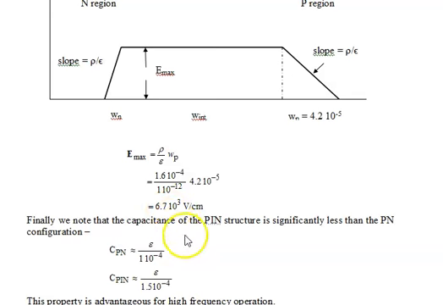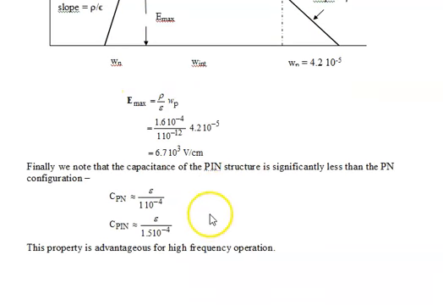a rather significant decrease at that. And the capacitance for a PN junction would be simply the epsilon divided by the distance, in this case the sum of the depletion regions, which is about a micron, or 1 times 10 to the minus 4 centimeters. And for the PIN diode, we have a much wider, greater distance between the electrodes. The capacitance goes down, and that is very advantageous for high-frequency operation.